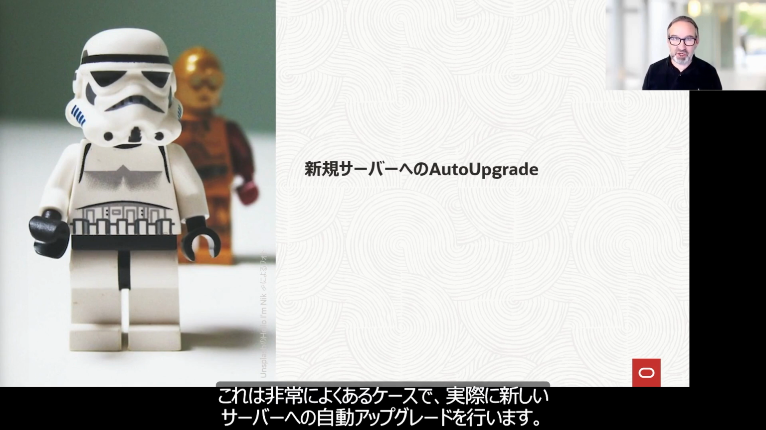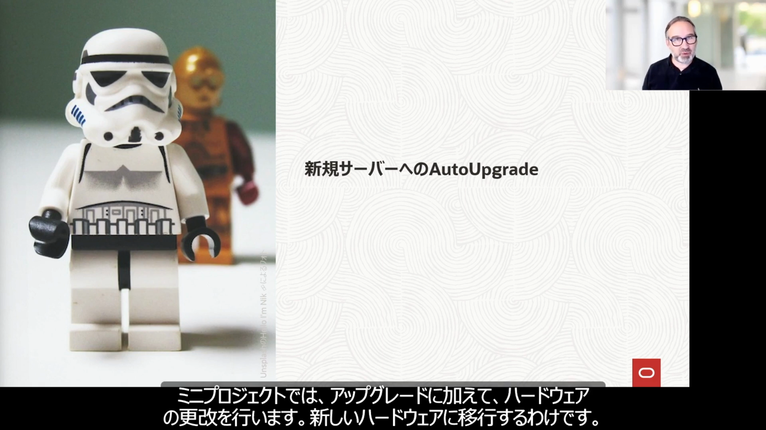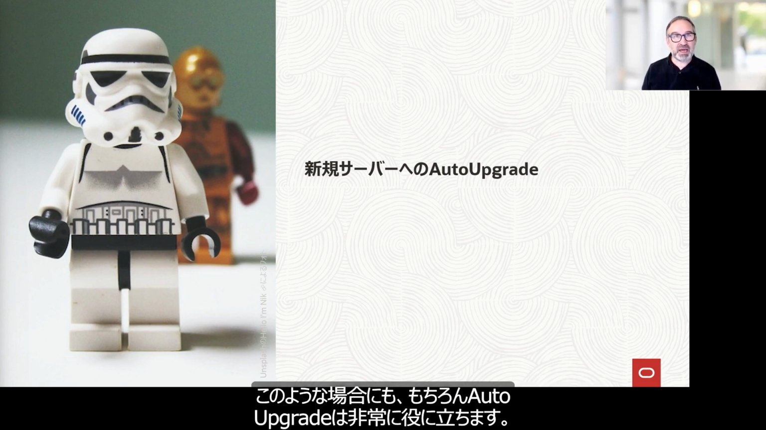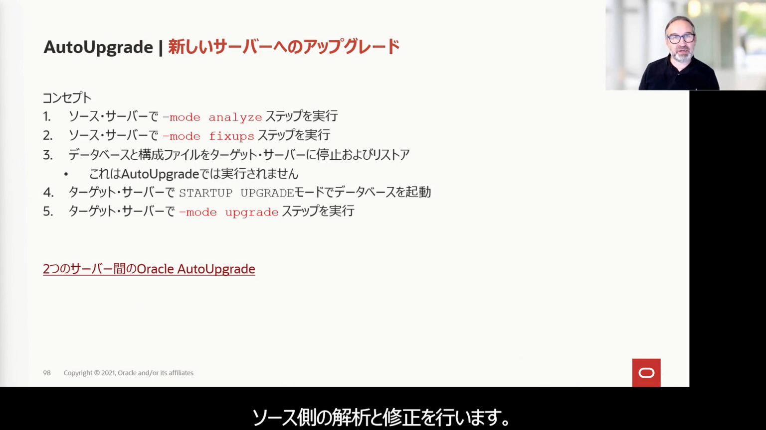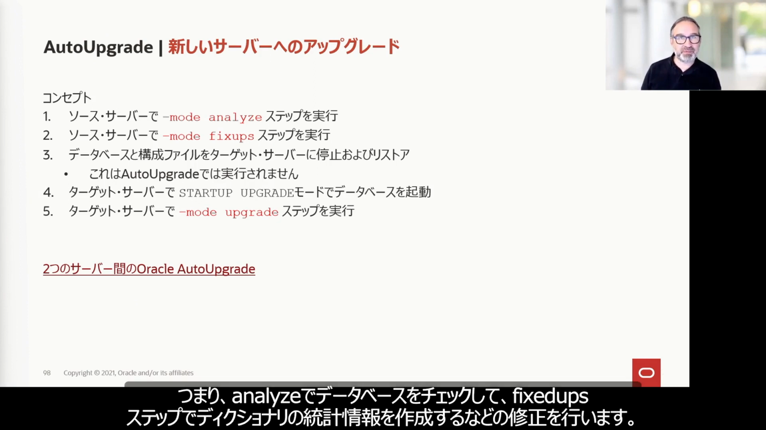And this is a very common case, actually, AutoUpgrade to new server. So in many projects we get involved, upgrade is often tied also to a hardware refresh. So you get new hardware as well. And even in these cases, of course, AutoUpgrade is extremely helpful. What you do in these cases, you run analyze and fixups on the source. So analyze checks your database, fixups now fixes things like creating dictionary statistics.